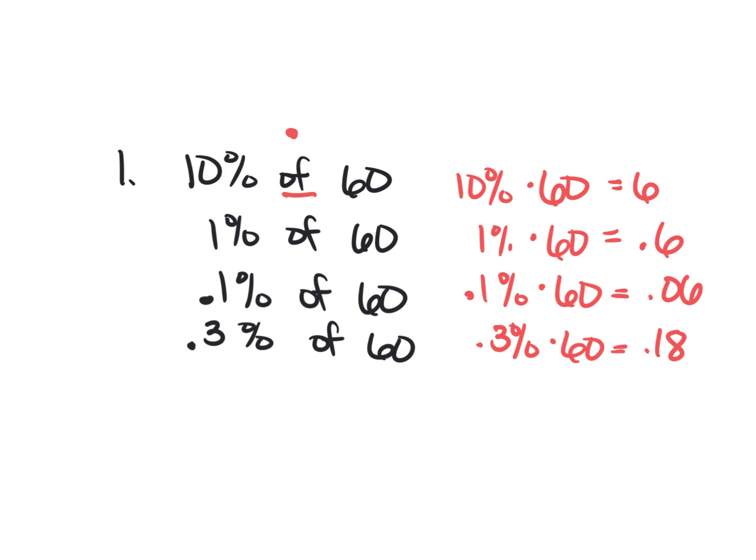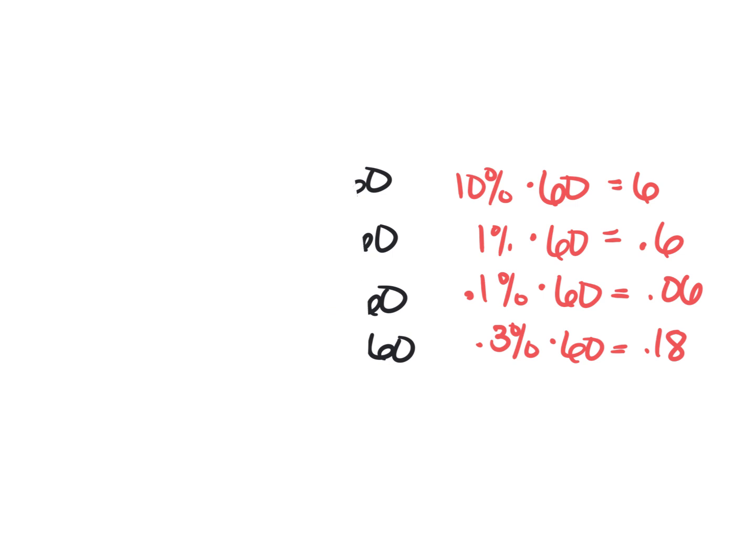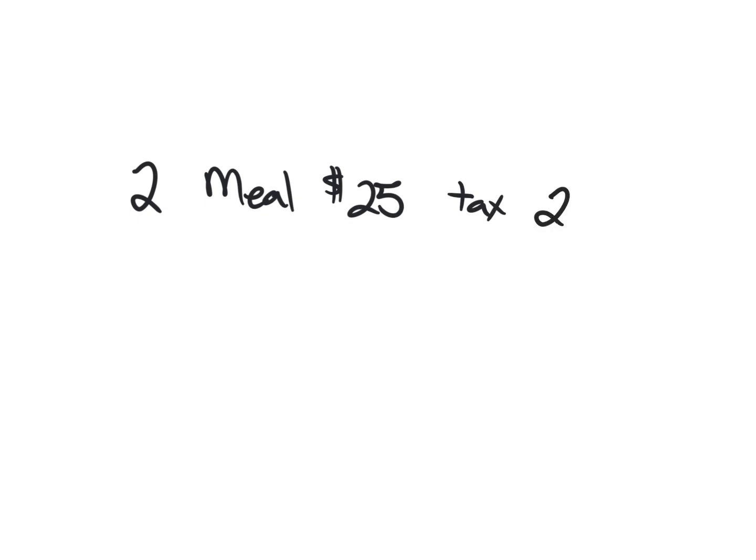All right, number 2, let me erase this. Number 2 is talking about tax. So let's say at a dinner, the meal cost $25 and the tax was $2. I need to figure out how much the tax rate was.